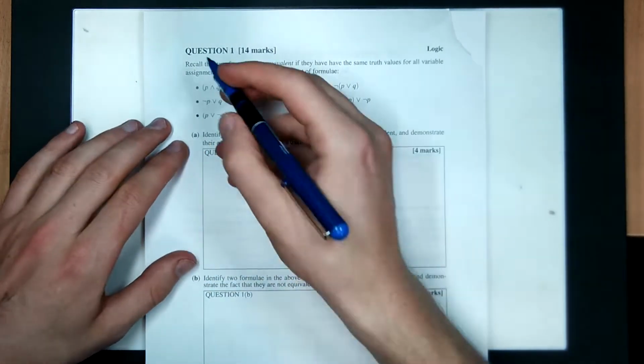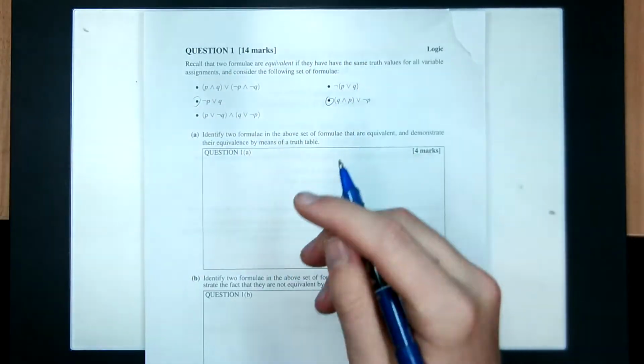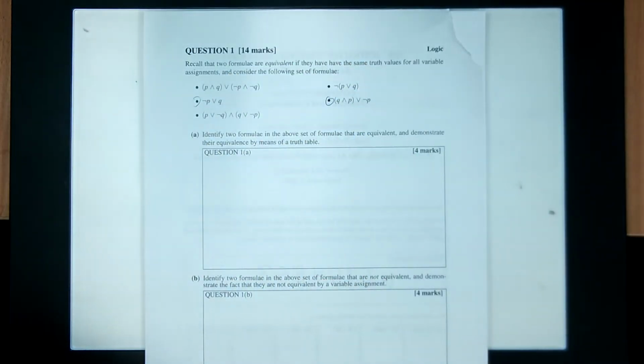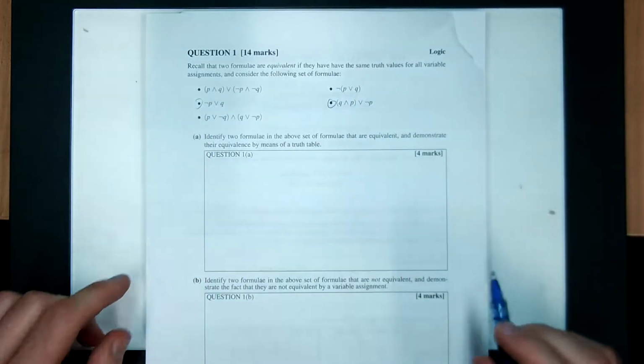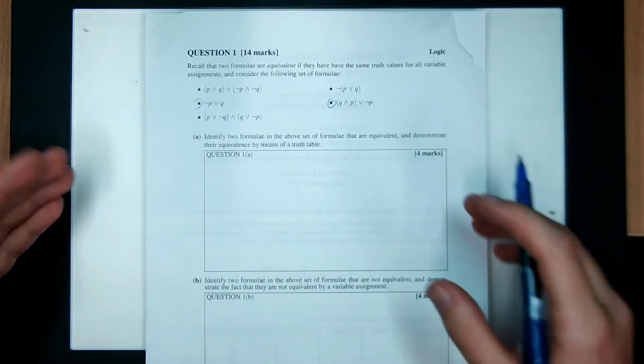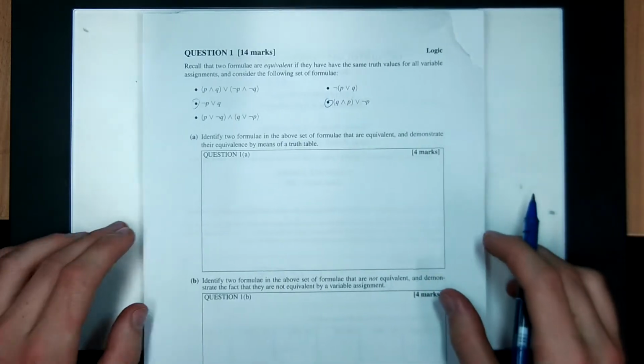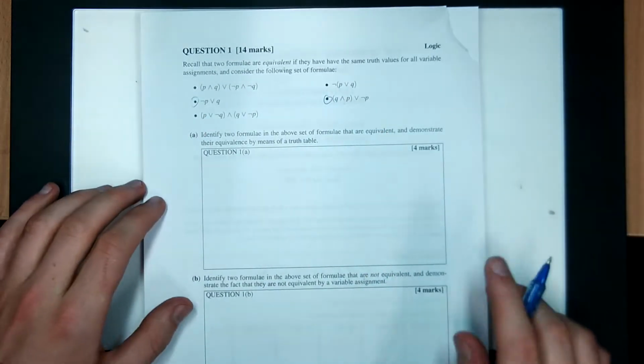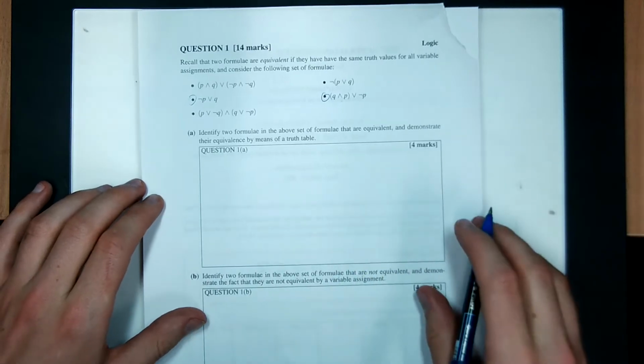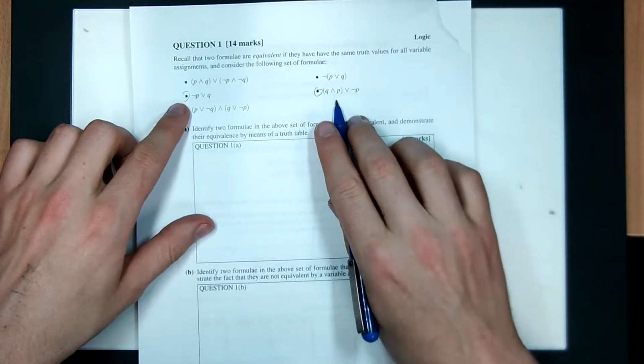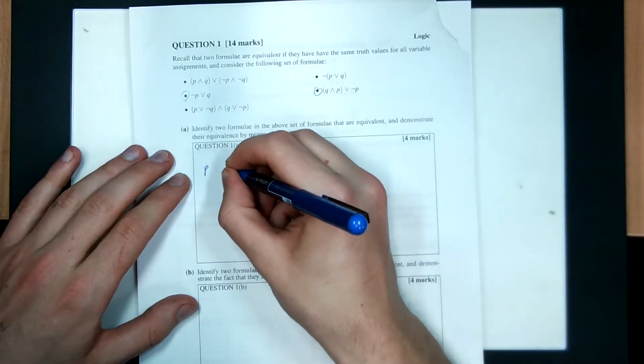Okay, it looks like these two ones are the candidates that we want to pick. This would be an excellent way to use your reading time to quickly work out which one of these are the correct ones, so during writing time, you don't waste your time with the wrong answer. So I'm going to guess these ones. Demonstrate the equivalence by means of a truth table. Okay, so all we've got to do is crank out a truth table and show these two things are equivalent. That seems easy enough.